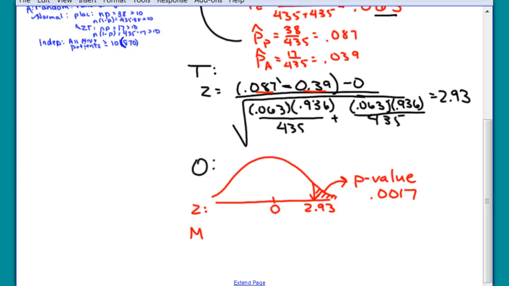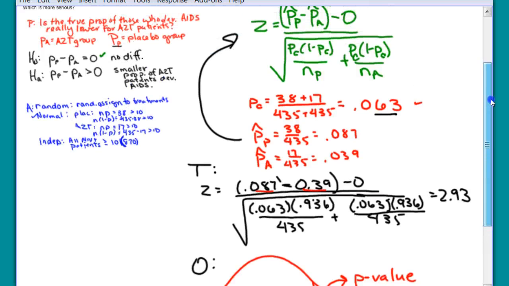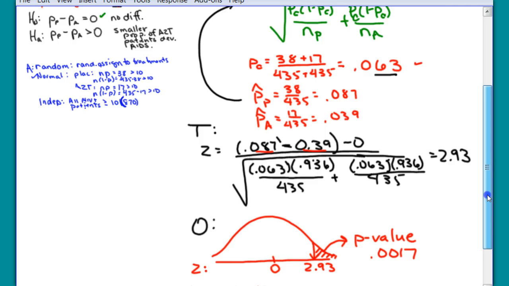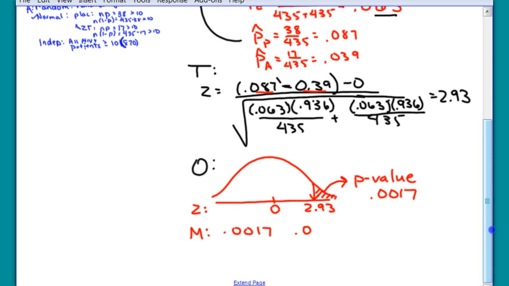So now when it comes time to make my decision, I'm comparing that 0.0017 to the alpha level that was set up at the very beginning, and that alpha level again was 0.05. I compare the two. This is definitely smaller, leading me to reject my null hypothesis. And this is what doctors in the 70s were thinking at the time.